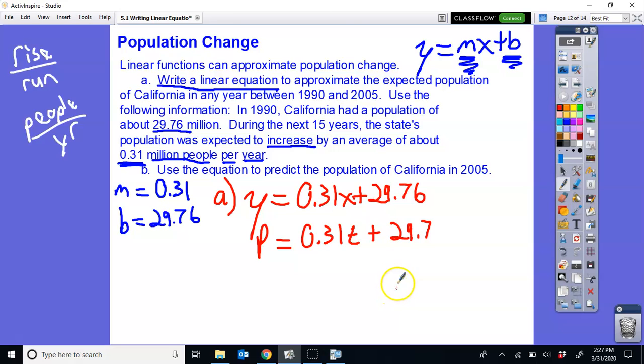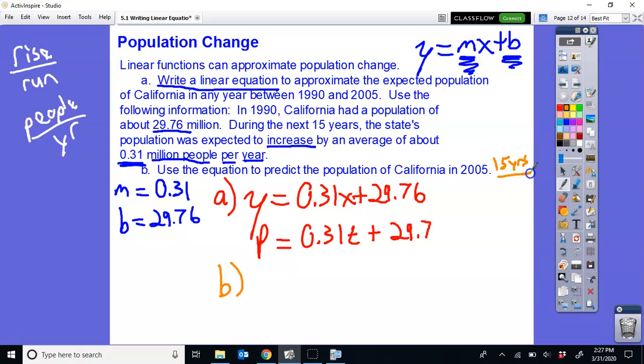Because no matter what, you're going to have to use this equation in the calculator if you want to find the answer to part B. Let me show you what I mean. So, part B says, use the equation to predict the population of California in 2005. Well, 1990 was 29.76. It's growing 0.31 million people per year, so we got this equation. What do we do? Well, 1990 was the beginning. 2005 is 15 years later.